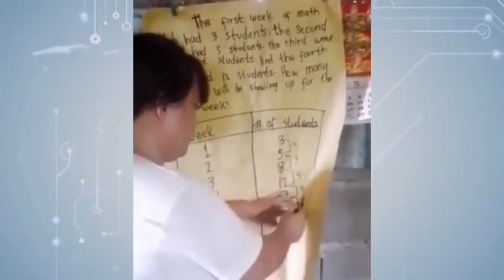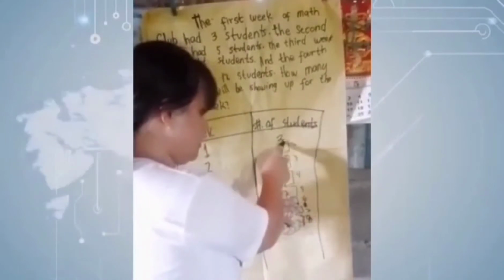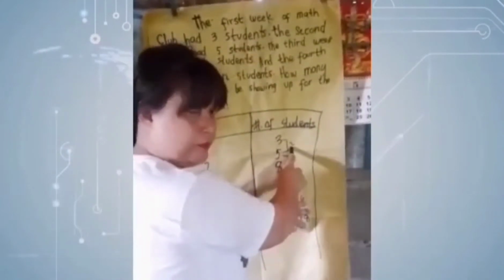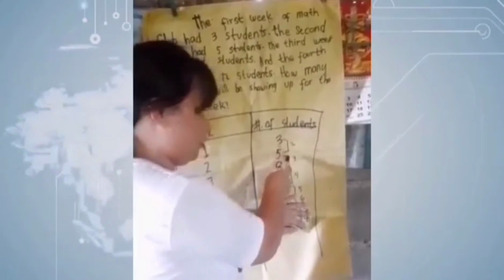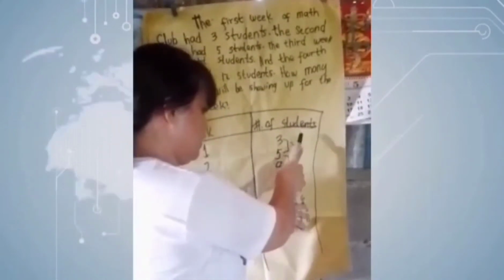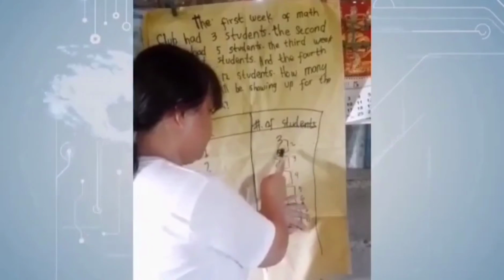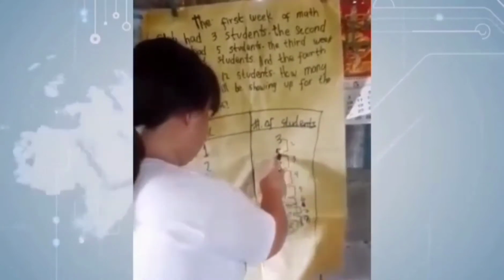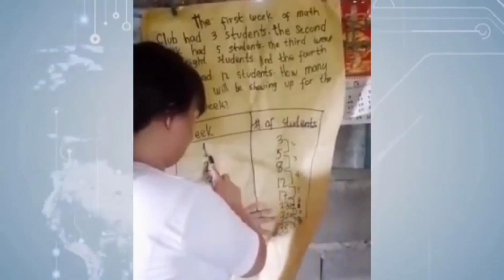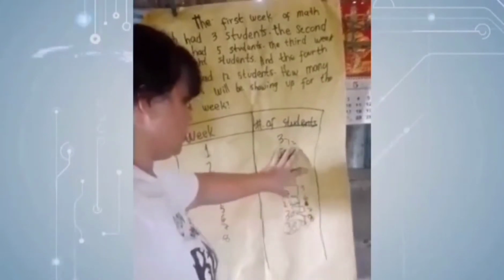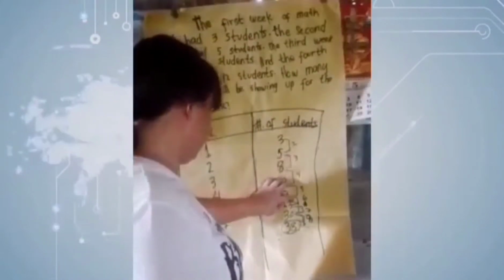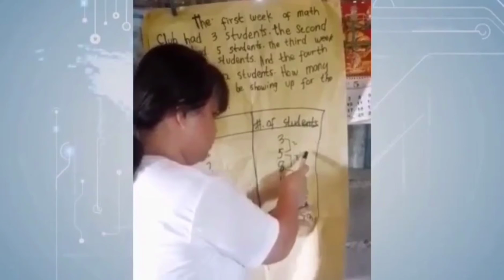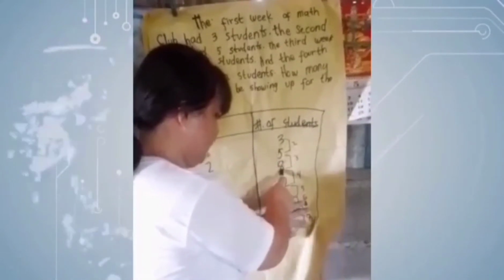So, if we look at the pattern, between the first week and the second week, 5 minus 3 is equal to 2. If you want to check the number, you come up with 2. So, 5 minus 3 is equal to 2. The difference between 1 week and 2 weeks is the added 2 students. Same with weeks 2 and 3. 8 minus 5 is equal to 3. So, 3 plus 5 is equal to 8.